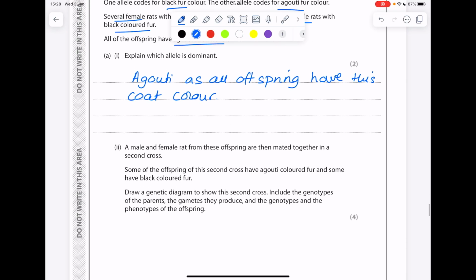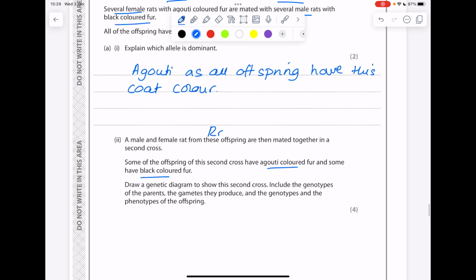A male and female rat from these offspring are then mated together in a second cross. I'm just going to use R to represent the fact that they must have one agouti allele, which is the uppercase R, and one black allele, which is the lowercase r. Some of the offspring of this second cross have agouti coloured fur and some have black. Yep, I would expect that.